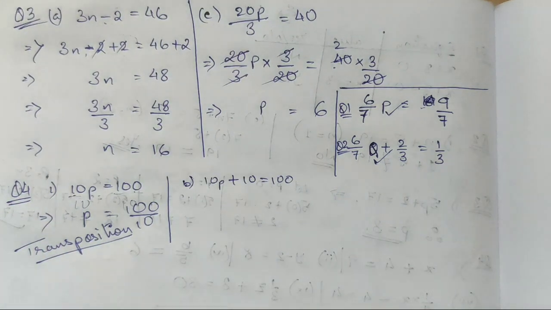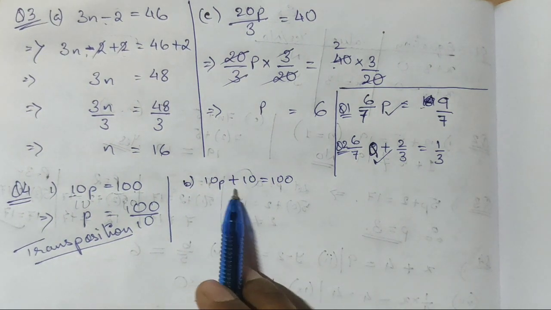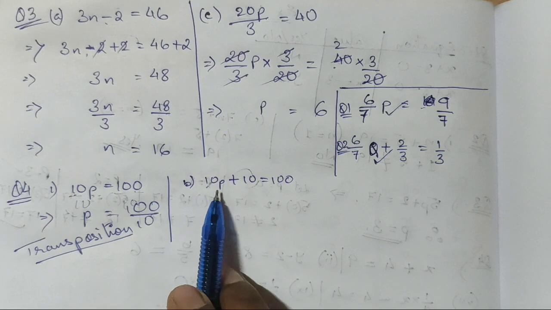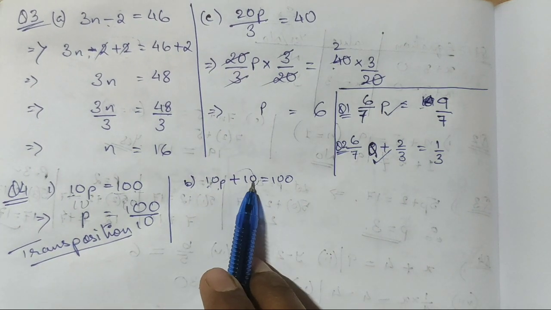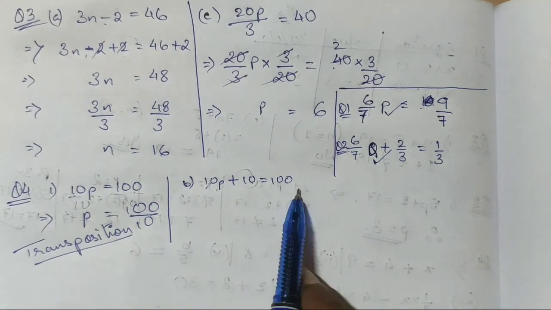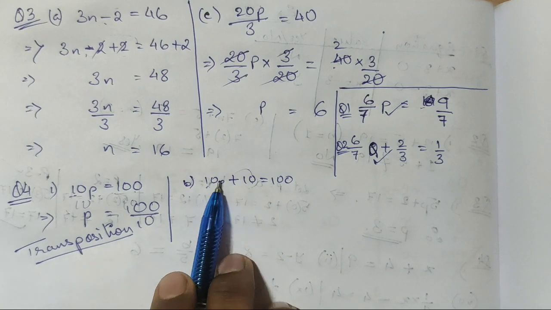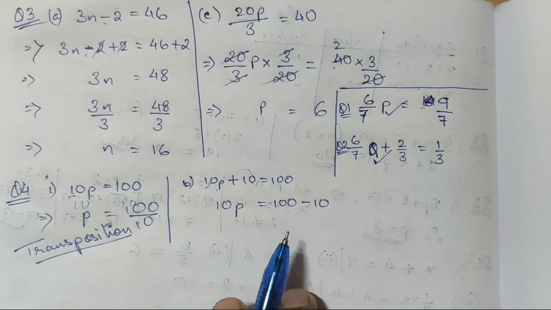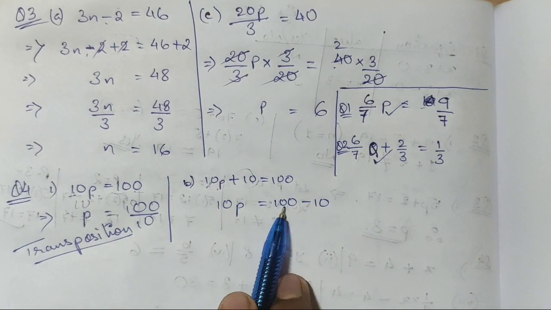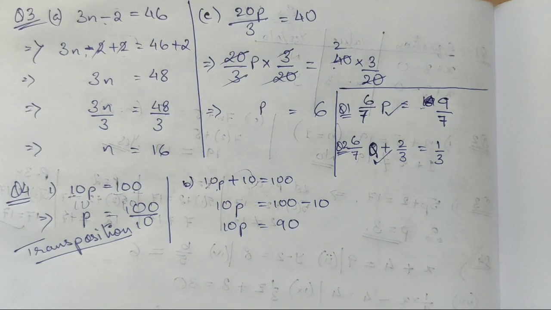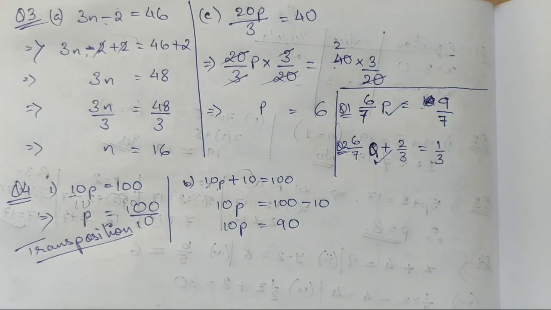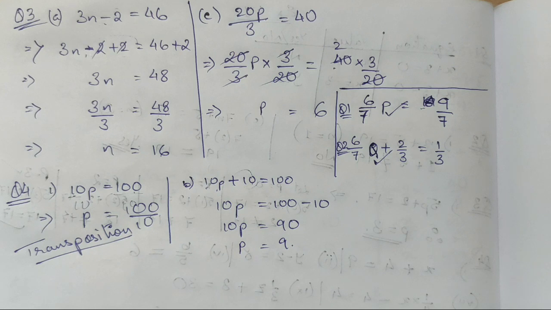Let's take the next example, in which we have to transpose in the same manner as we have done in the previous part, but in a step-by-step manner. We cannot directly send everything there. We have to first send this 10 and then this 10. This 10 is multiplied with p, it is not multiplied with 10, so this 10 will not be transposed directly, it will be afterward. It will be the second step, and the first step is this 10 is transposed to that side, so it will become 90, and then this 10 is transposed. So we get the answer 90 divided by 10, that is 9.